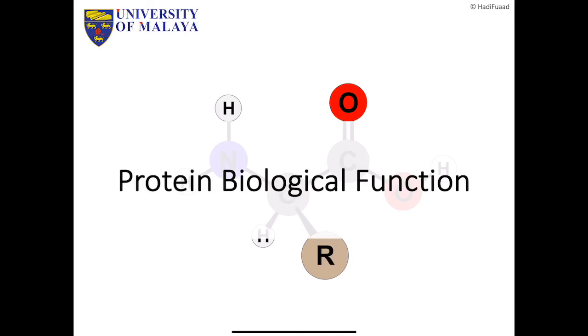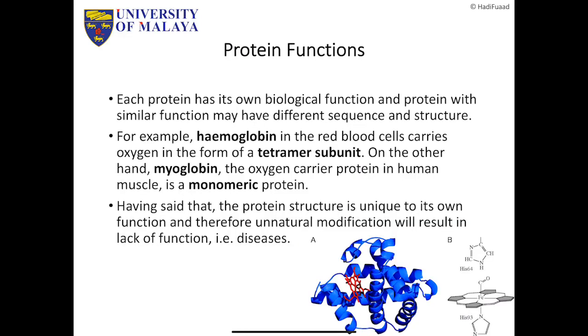Let's move on to protein biological function. We'll just touch a little bit on it. Each protein has its own biological function, and proteins with similar function may have different sequence and structure. For example, hemoglobin in the red blood cells functions to carry oxygen. It's a tetramer. However, in our muscles, we have myoglobin, which also functions as an oxygen carrier, but it's a monomeric protein. So you have two proteins with similar function but different structures.